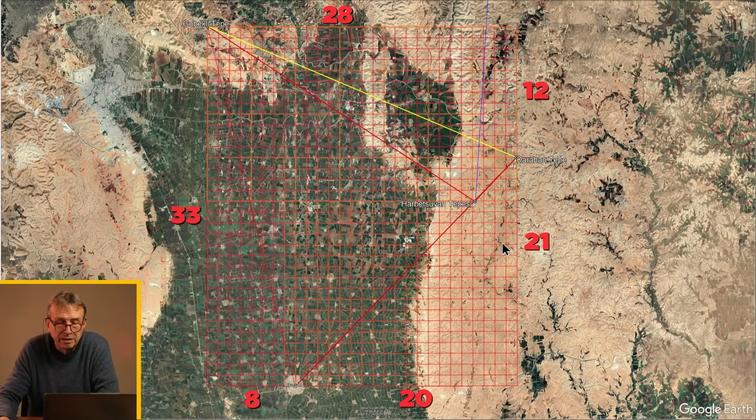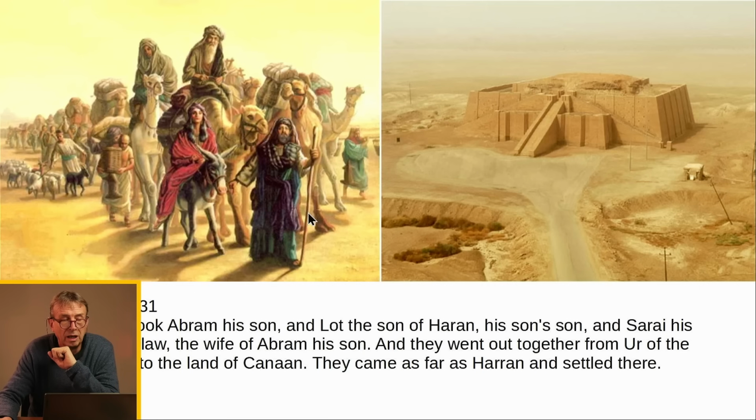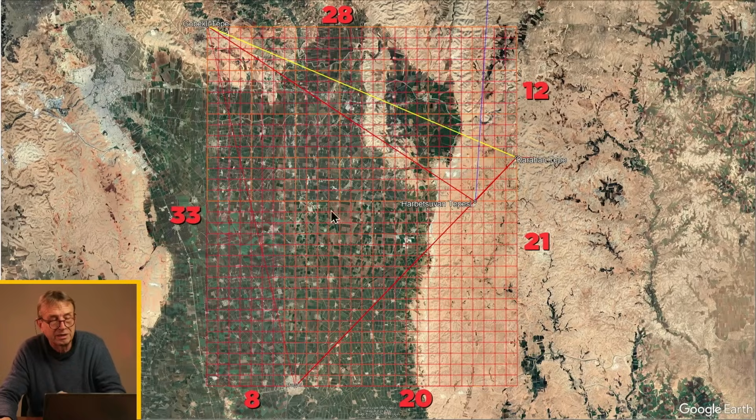I have a 20 to 21 ratio here on the Pythagorean triangle, 20, 21, 29. This leaves 8 squares here, and 33, if I had 21 to 12, 33. So between Göbekli Tepe and Harran, I should have an 8 by 33 ratio. And in fact, that's exactly what I have.